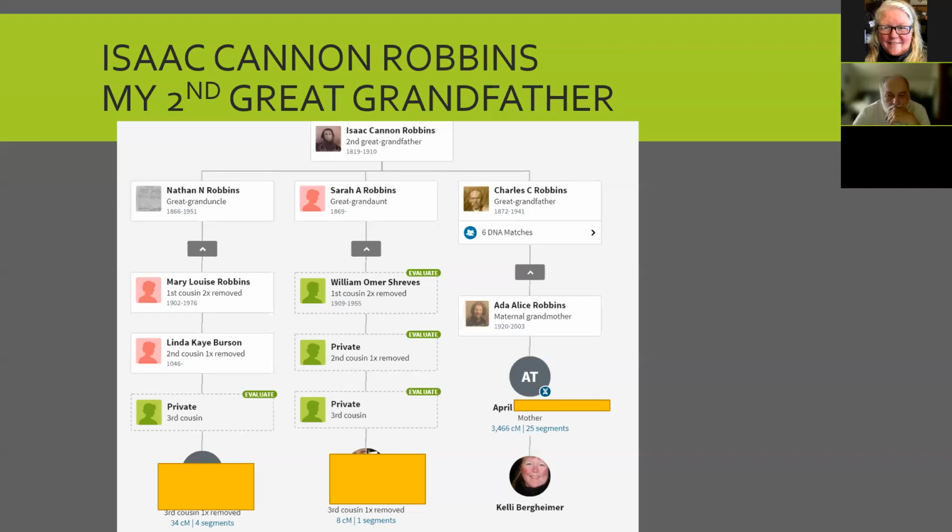Now, I have looked at some of the children of Nathan Robbins. He's in the upper left, Mary Louise and Linda Kay, and those two do appear to be in the right place. Although look at the birth year for Linda Kay. Do you see where it says 1046? So, you know, everything needs to be evaluated, right? So I don't believe that I have anyone in my tree right now who was born in 1046. Just saying.